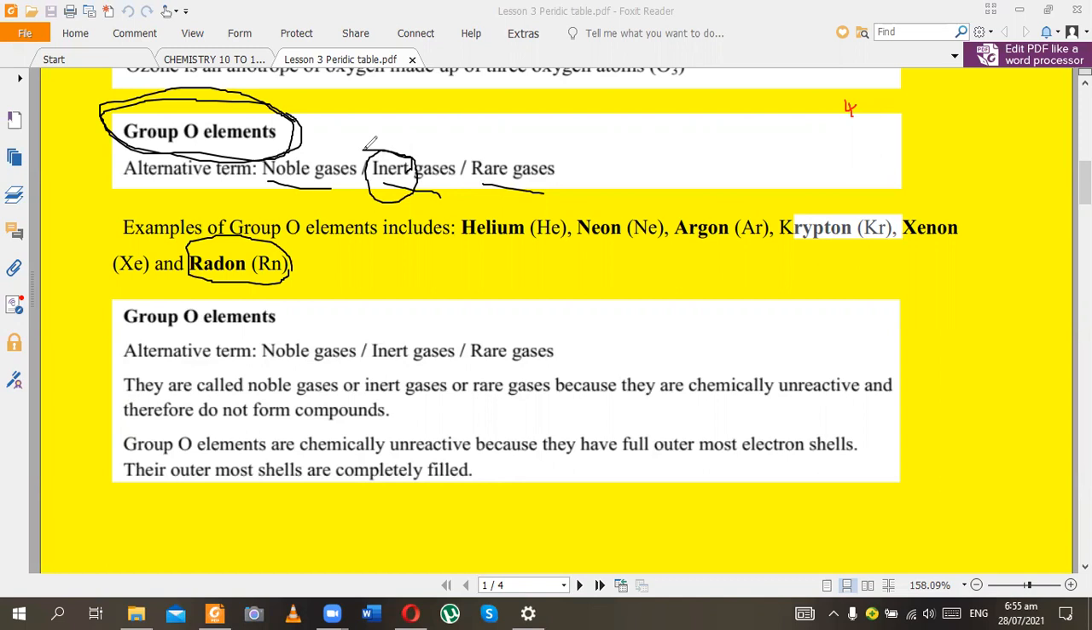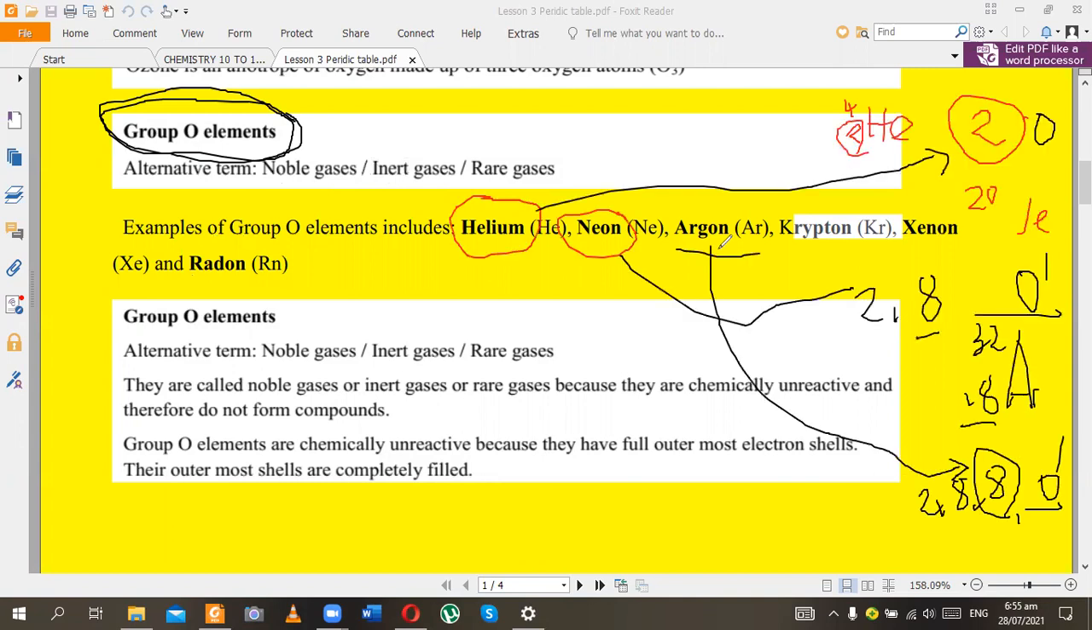So having known the actual elements that are in group 0, and why we are saying inert, now if you look at the previous presentation that I had, let me just bring it back. Okay, very good.